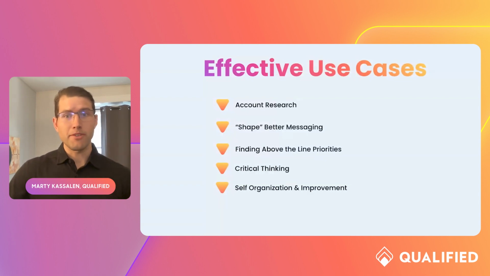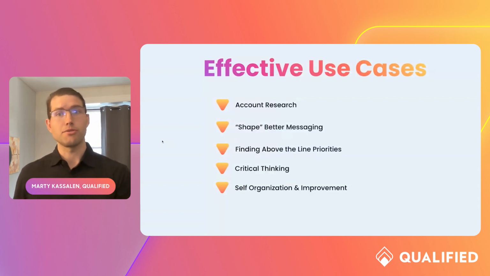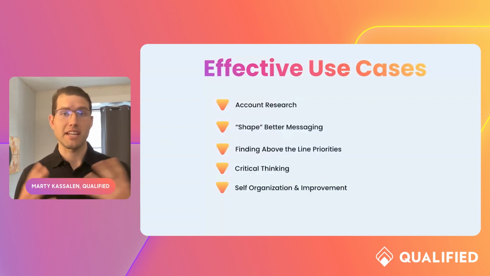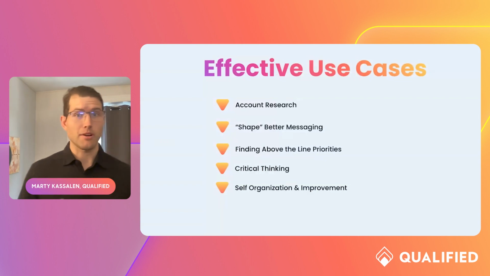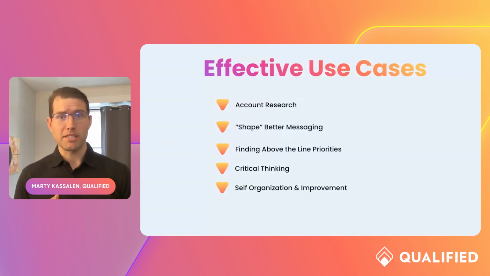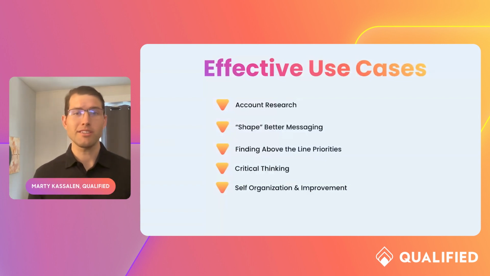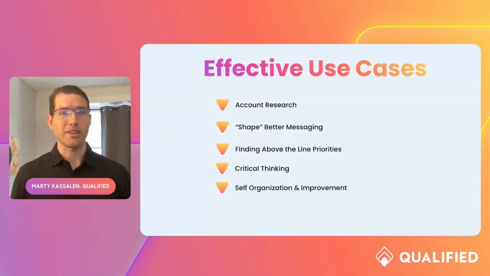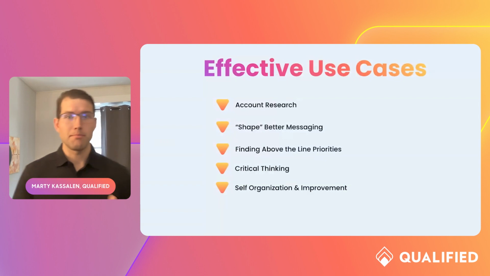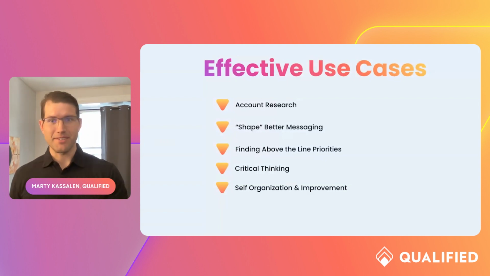So some people might feel overwhelmed by what's possible with AI, but we're going to simplify it today in 5 easy use cases to get yourself introduced to this wave of technology that's now available to us. So these ideas are account research, shaping better messaging, finding above the line priorities, critical thinking, and then self-organization and improvement. So starting with account research, being relevant is the key to any effective outbound approach.